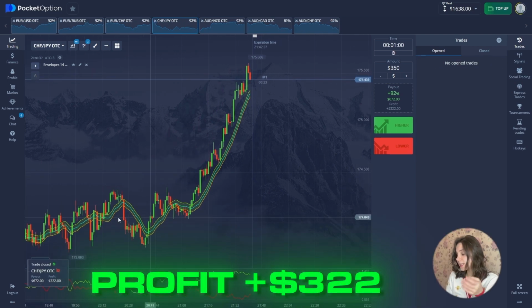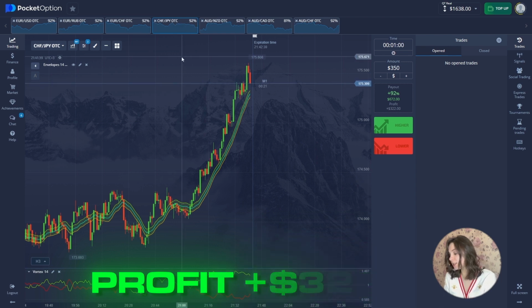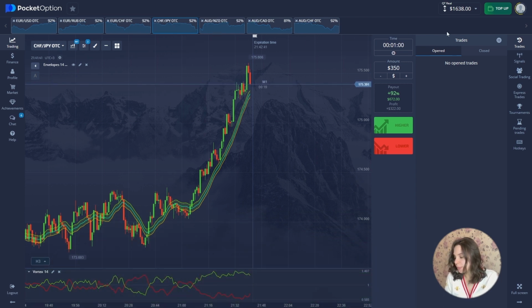Fortunately, this deal also closed in a plus, and our balance is already $1,638 by our fourth currency pair. Meanwhile, we are moving on to the next currency pair.